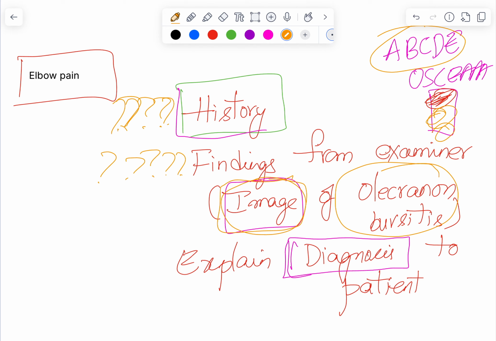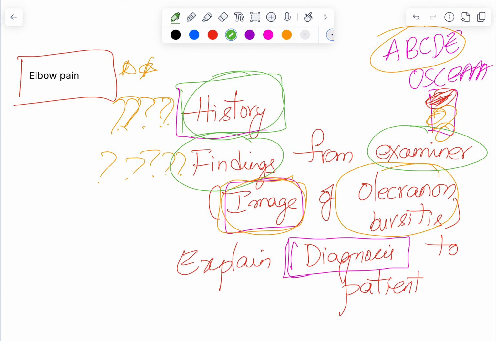Okay, this is scenario 2 of the exam, 31st September 2025. The patient presented to you with elbow pain, and your tasks are take history from the patient, ask the examiner for findings, and when you ask the examiner for findings, he will show you an image of olecranon bursitis. Then you explain the diagnosis to the patient.